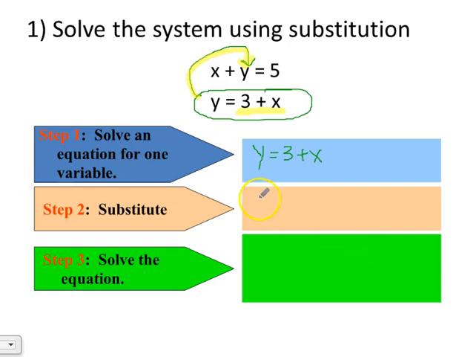So we're going to do the substituting. So we have x plus, there's my y, so now I'm going to plug in 3 plus x and set it equal to 5. So remember, we're using our first equation, we're just substituting in 3 plus x for y, so it's still equal to 5. And then we want to solve our equation.